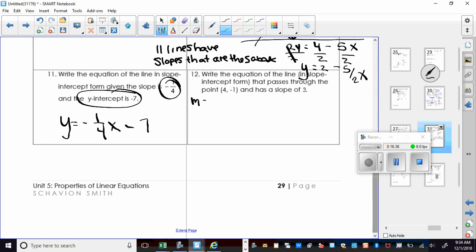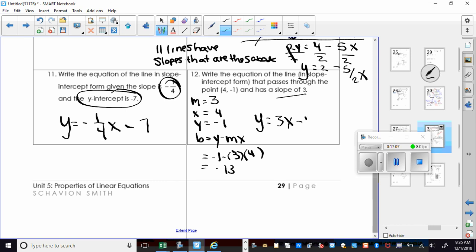This is where I have m, x, y, b equals y minus mx, right? So my slope is 3. The point I have is 4 and negative 1. I don't have b yet. I need to solve for it. So I plug these numbers in. I get negative 1 minus 3, notice I'm using parentheses, times 4 equals negative 13. My equation is y equals 3x minus 13.